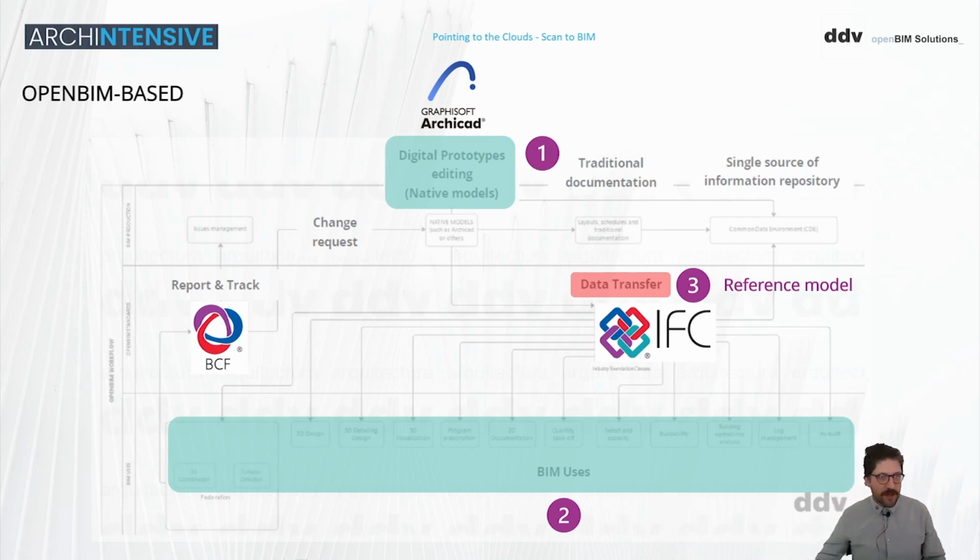Okay, so in this workflow, the next step is checking those models, coordinating them, and if we find some issues, we should communicate to the authors how we are doing that. So in the openBIM approach, what we are doing is also using another open standard called BCF, BIM Collaboration Format, which enable us to identify and report any kind of issue model related, and if there is some change request, we will send it to the original author of that model.